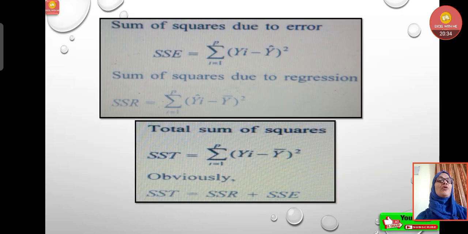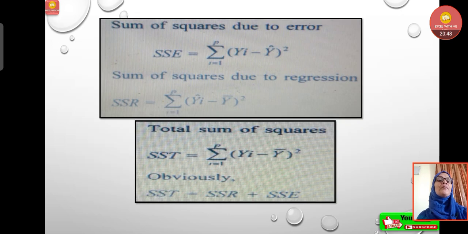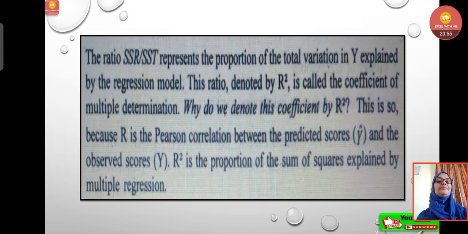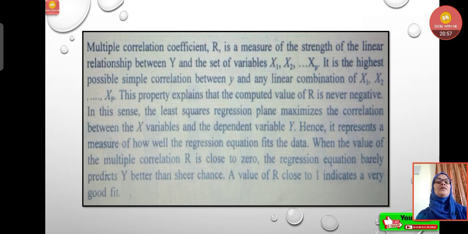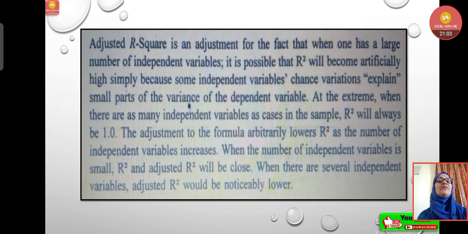Here, fit of the regression model, you can see the graph here. Pause it and please zoom in and understand this fit of the regression model by the coefficient of multiple determination. These are the sum of squares due to error, the SSE formula here, and then SST. You can pause and understand the coefficient of multiple determination.